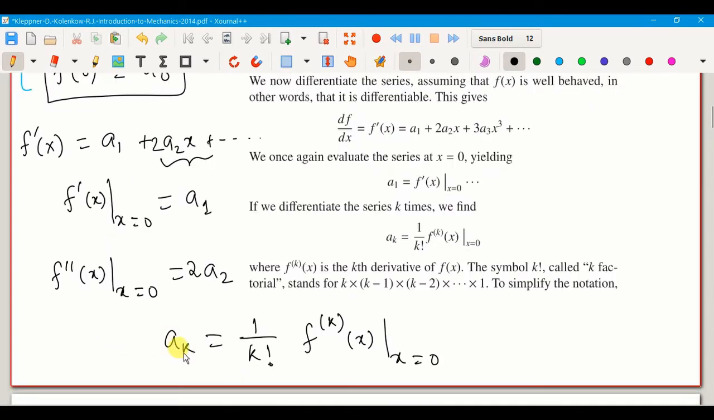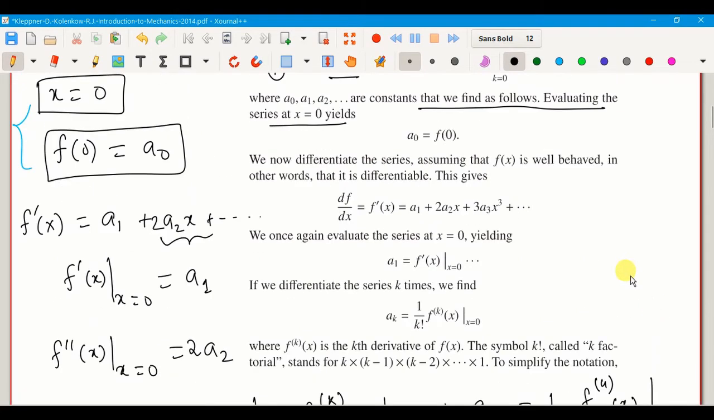In general, we can find whatever the kth component we want to analyze, like maybe a3, a4, a5, like 1 by 4 factorial. For example, it will be a4, 1 by 4 factorial. Now you do the 4th derivative, so we write the 4 and do the 4-time derivative, then evaluate it at x equal to 0, and then we will understand what the coefficient of this is. So this is the result, and this is a very interesting result.